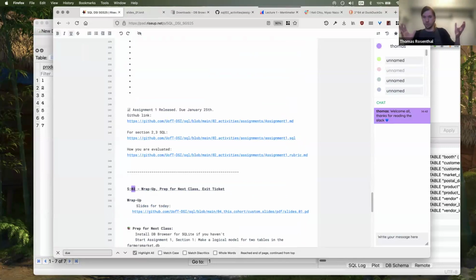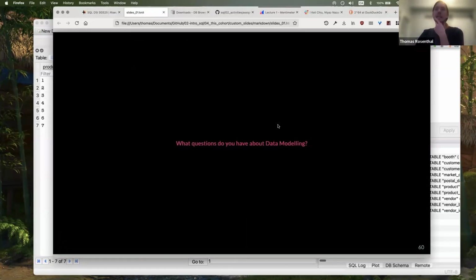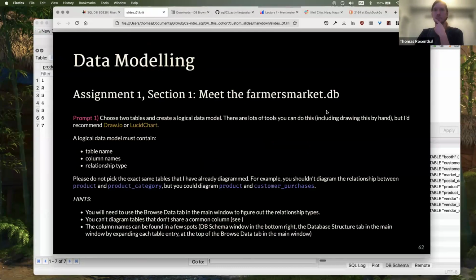Let's do a little bit of, we're not quite to the wrap up yet. Let's go through the last couple of slides here on the assignments. Okay, so specific to assignment 1, section 1, and assignment 2, section 1, that is related to data model. So I'm going to talk through what you need to do for each of these as they're related strictly to the data modeling concept.